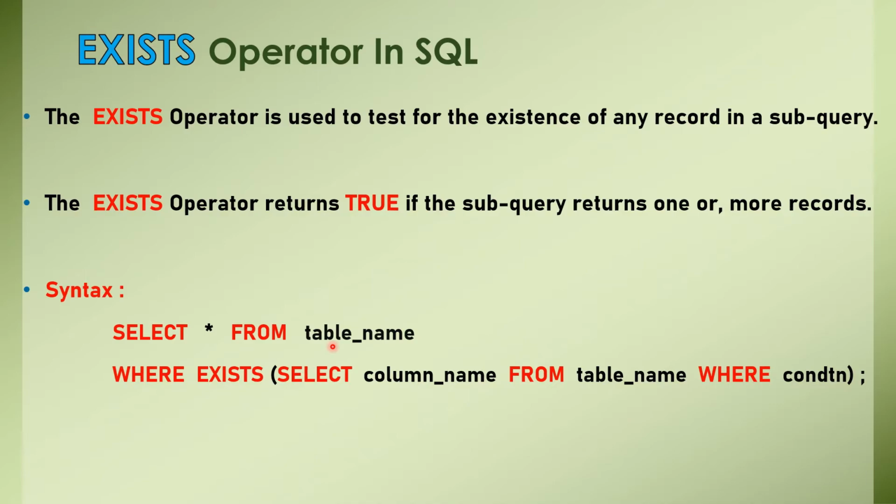Let us see one example, then you will understand it clearly and you will get some idea in which scenarios or in which cases we need to use this exists operator. Let us look into that.